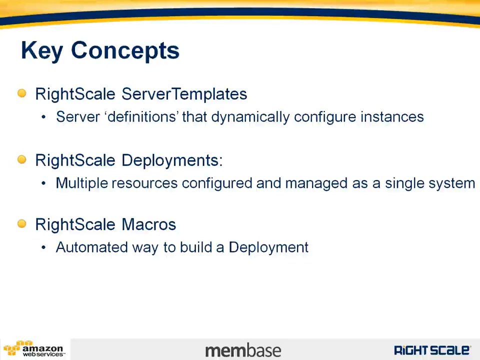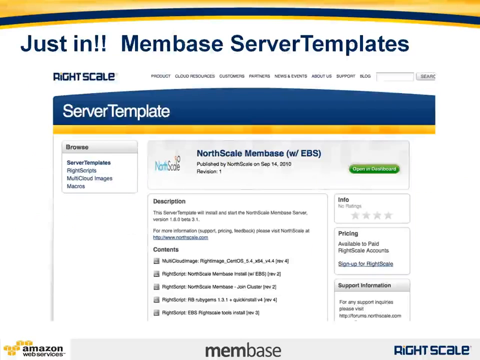RightScale deployments are the collection of multiple resources, so using server templates, the collection of multiple resources that are configured and managed as a single system. So systems level management is a very key concept and value proposition of the RightScale platform. So it's not just launching single servers, but multi-server, multi-tier architectures with networking, storage, security configurations, all managed as a single system. And RightScale macros are just a simple way to automatically build out a deployment, build out a system. So you'll see us perform these tasks in the dashboard in a few minutes.